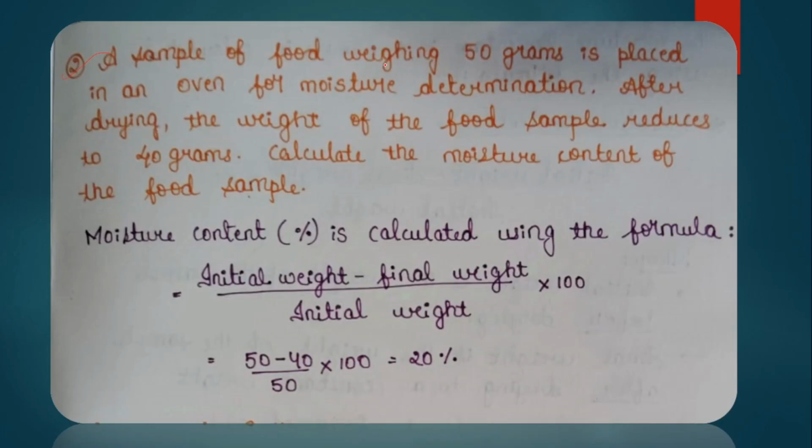Now, coming to the second problem. A sample of food weighing 50 grams is placed in an oven for moisture determination. After drying, the weight of the food sample reduces to 40 grams. Then calculate the moisture content of the food sample. The formula is initial weight minus final weight by the initial weight into 100, that is 50 minus 40 by 50 into 100. We get 20% moisture content in the food sample.